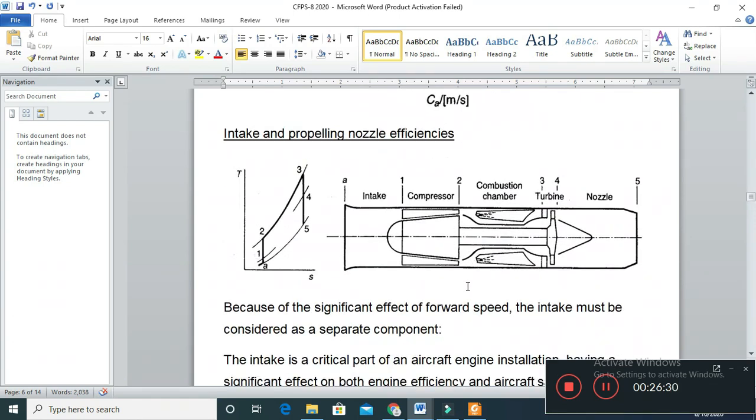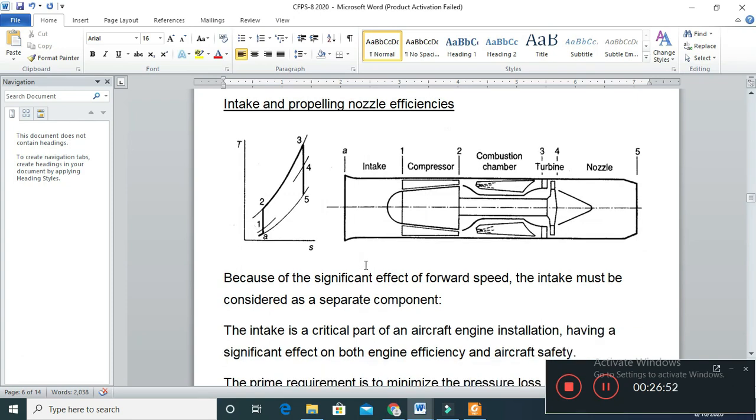The design of the intake and propelling nozzle is also important in airplane cycles. The purpose of the intake section is to provide air at a suitable value of velocity and pressure, and this is required to have the optimum performance of the compressor. So intake and nozzle are considered as separate components. Here we can see the gas turbine cycle with separate locations for A and 5.